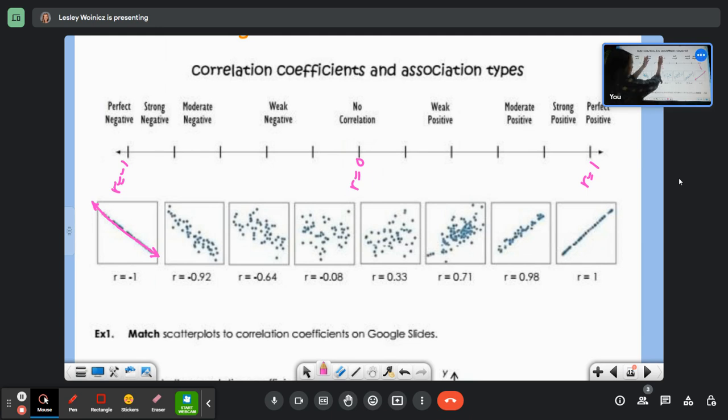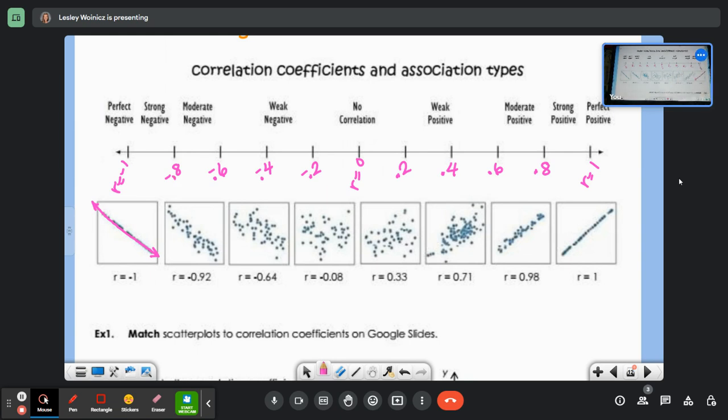So let's break this up and label the rest of the R values. We'll start over here on the left. The second tick is -0.8, and then -0.6, -0.4, -0.2, 0.2, 0.4, 0.6, and 0.8. Make my dots bigger. Sometimes you can't see the dots very well.